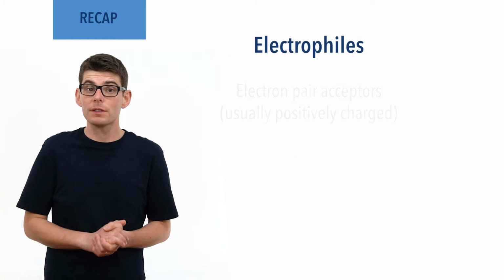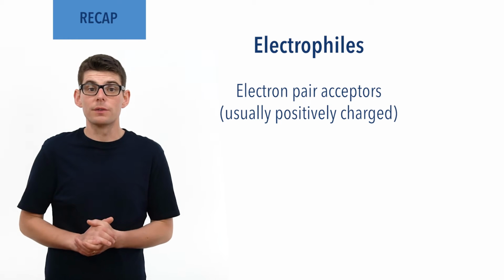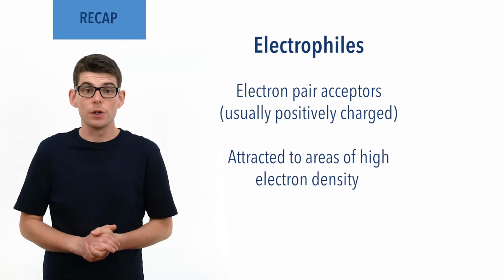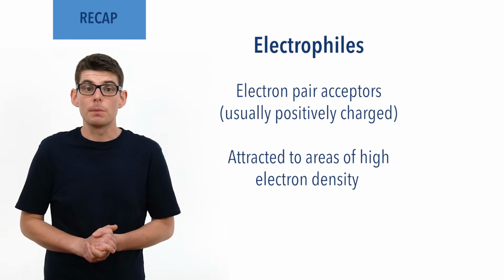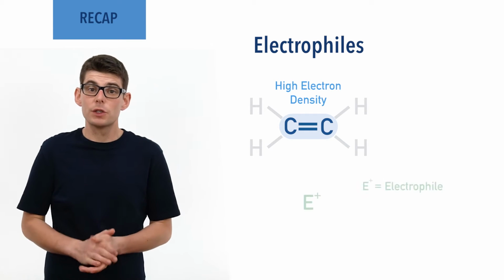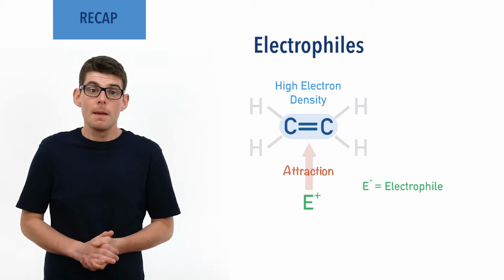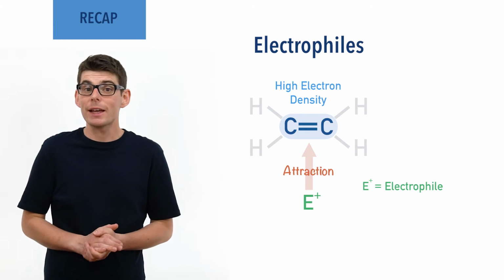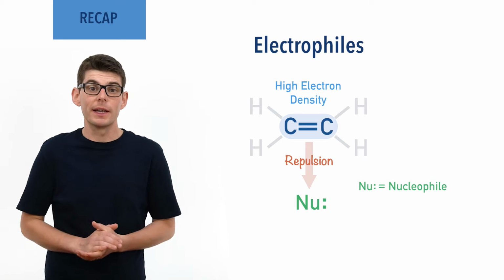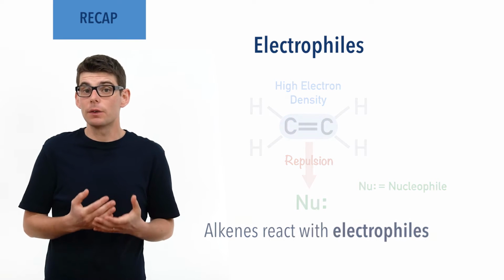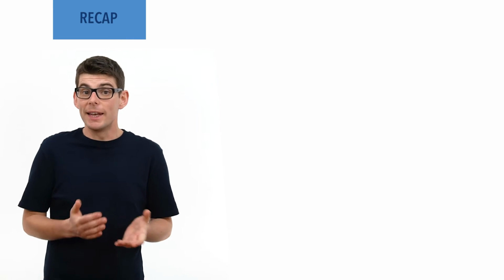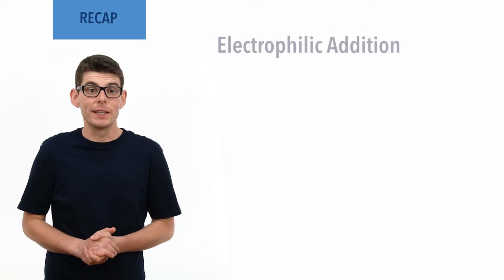Electrophiles are electron pair acceptors. They are attracted to areas of high electron density and are electron deficient, often with a positive charge. A carbon-carbon double bond is a region of high electron density, and electrophiles are attracted to this area in a molecule, making alkenes susceptible to electrophilic attack. Nucleophiles would be repelled by this high electron density, and this is why alkenes react with electrophiles rather than nucleophiles. And the alkenes react by electrophilic addition reactions.